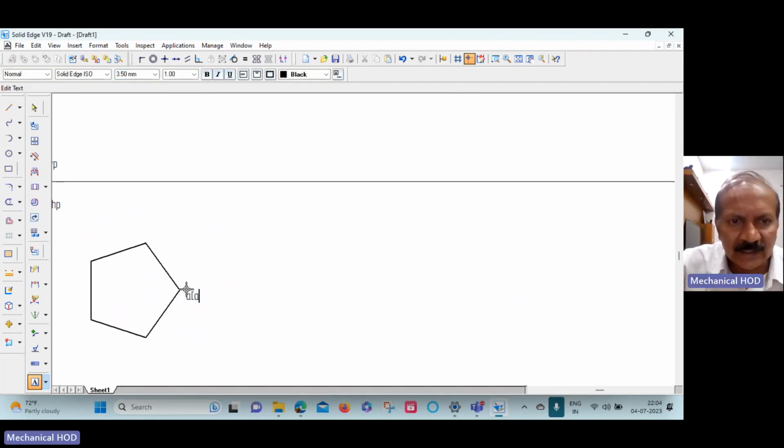A within the bracket A1, B within the bracket B1, C within the bracket C1, D within the bracket D1, E within the bracket E1.